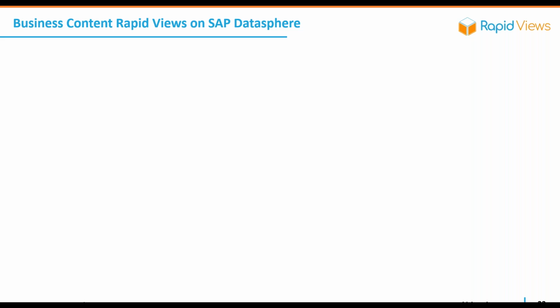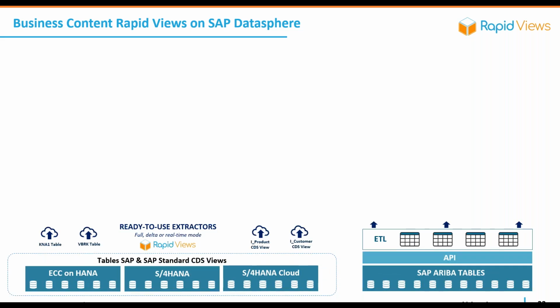How does RapidUse work with SAP Datasphere? The RapidUse content is based on ECC system, ECC on HANA, S4HANA, or S4HANA Cloud, public or private system. We are also on SAP Ariba. Or SAP Ariba, yes.